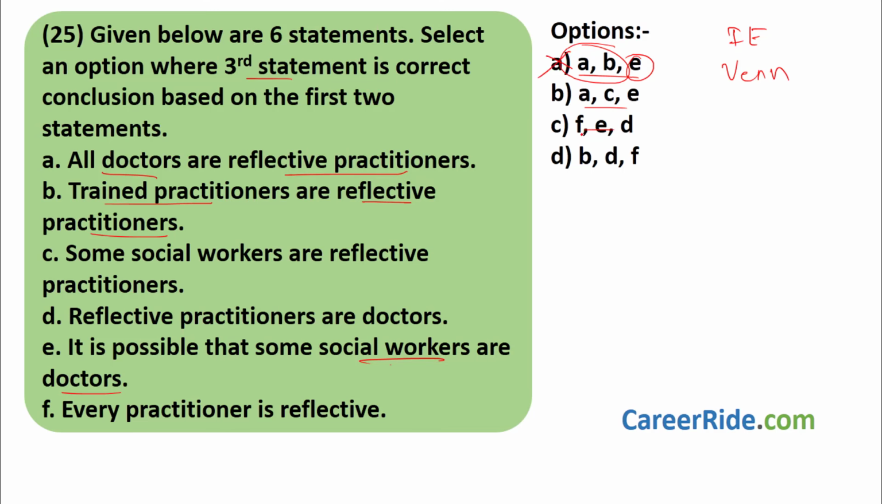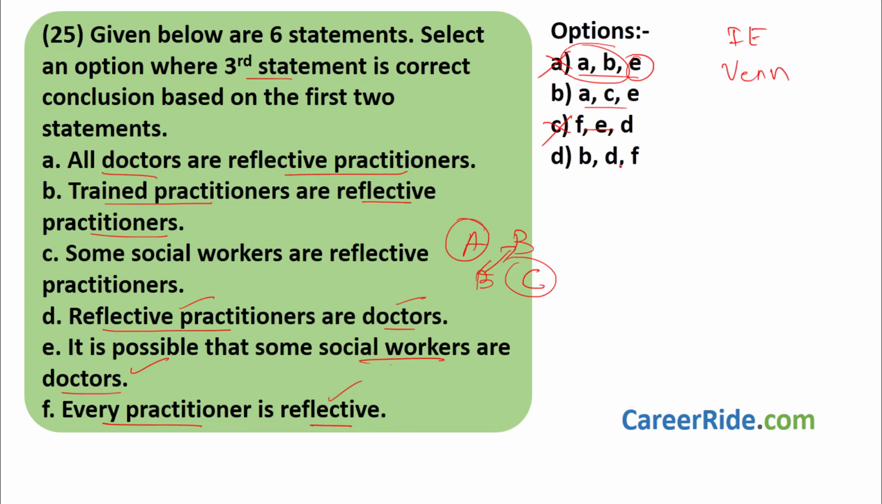Next, let us check C, F, E and D. So every practitioner is reflective. What is E? It is possible that some social workers are doctors. What is D? Reflective practitioners are doctors. Conclusion has reflective practitioner and doctor. E and F. Here it is reflective practitioner, here it is doctor. Social worker and practitioner, there is nothing common. Whenever we say there is A, B and B, C, only if there is B common, then only there is a relation between A and C. So here social worker and practitioner, nothing common, wrong conclusion.